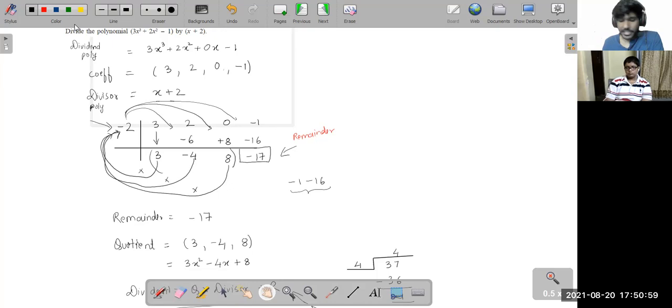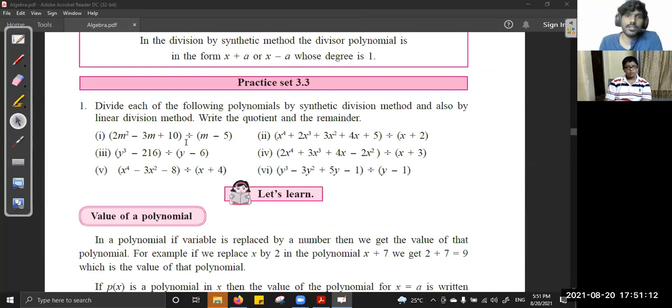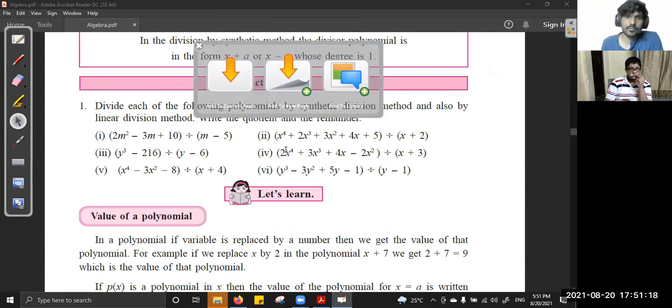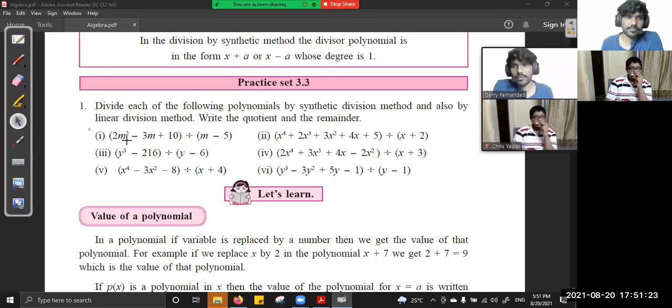Okay, keep in mind the names properly. What is a dividend polynomial? What is a divisor polynomial? Okay, so we'll start with the exercise 3.3. First one.